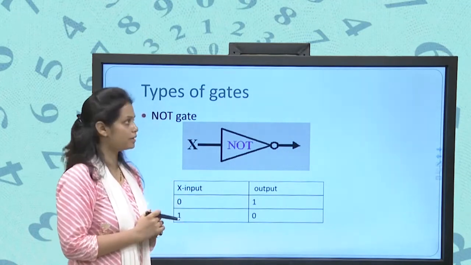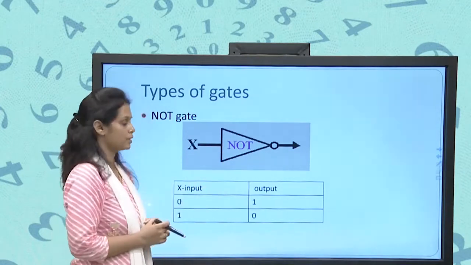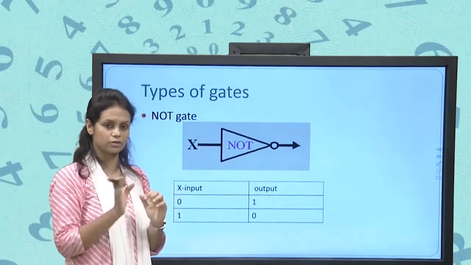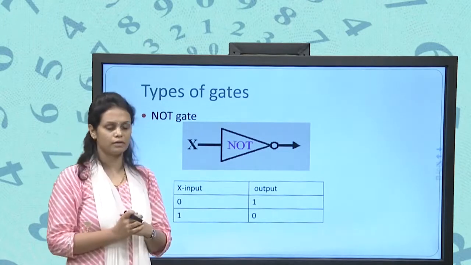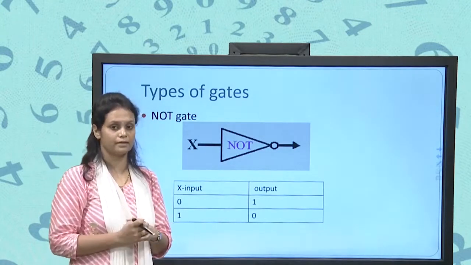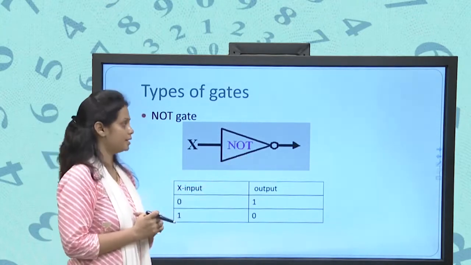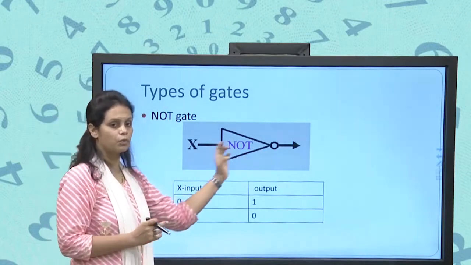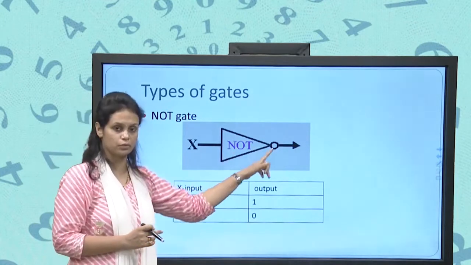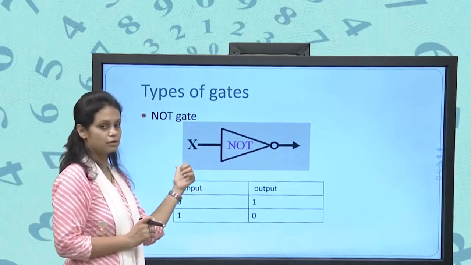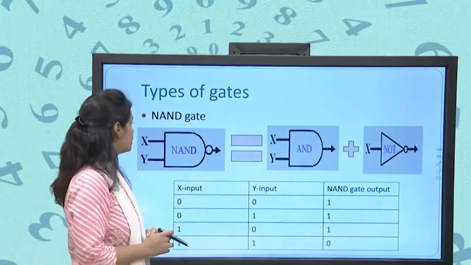Okay. In the NOT gate we give one input and get one output. That means the number of inputs is 1, the number of outputs is always 1. Now see what is in the NOT gate. We can say it complements the element. That means if your input is 1, your output is 0, and if your input is 0, your output is 1. Fine.